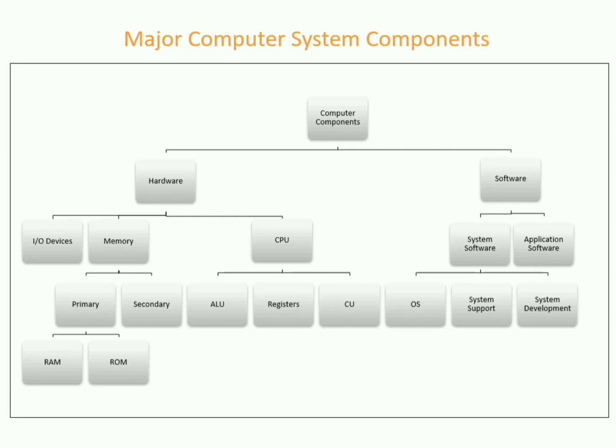Though we don't have it here, there are three types of ROM. We have the PROM, which stands for programmable read-only memory, and we have the EPROM, which stands for erasable programmable read-only memory, and we have the EEPROM, which stands for electrically erasable programmable read-only memory.